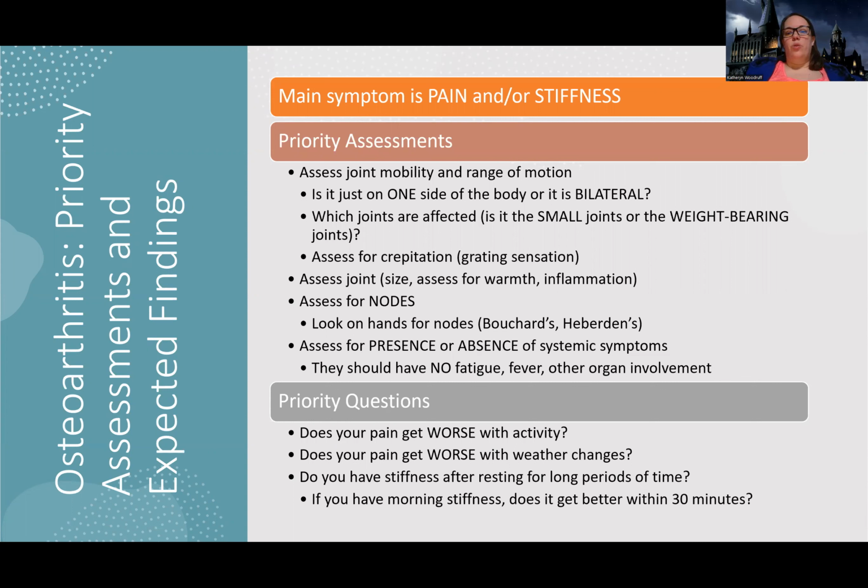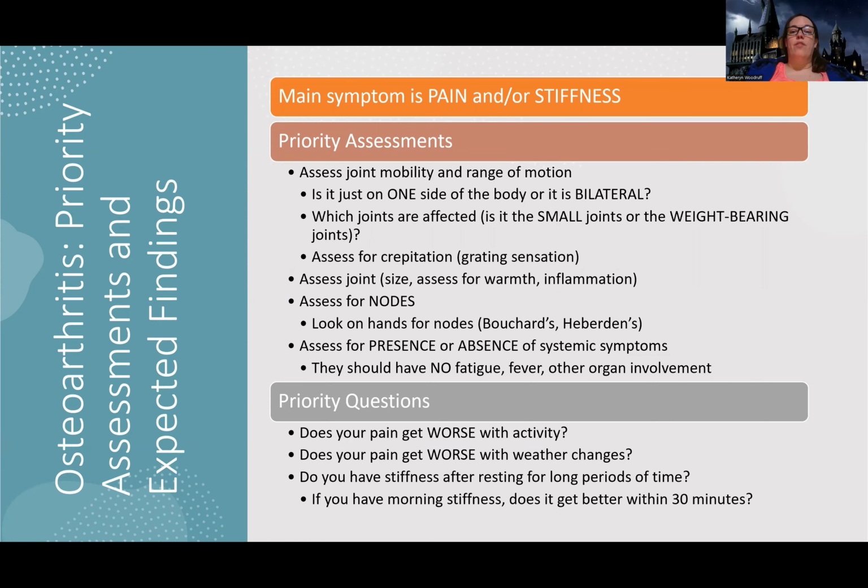So we're going to do some specific assessments when it comes to arthritis. These are really key, so you want to pay attention to them, because as I'm talking about these priority assessments, they are also helping to differentiate the different kinds of arthritis. First, one of the first questions you want to ask is, where's the problem? Because this is a lot of what can tell us most likely what type of arthritis it is.